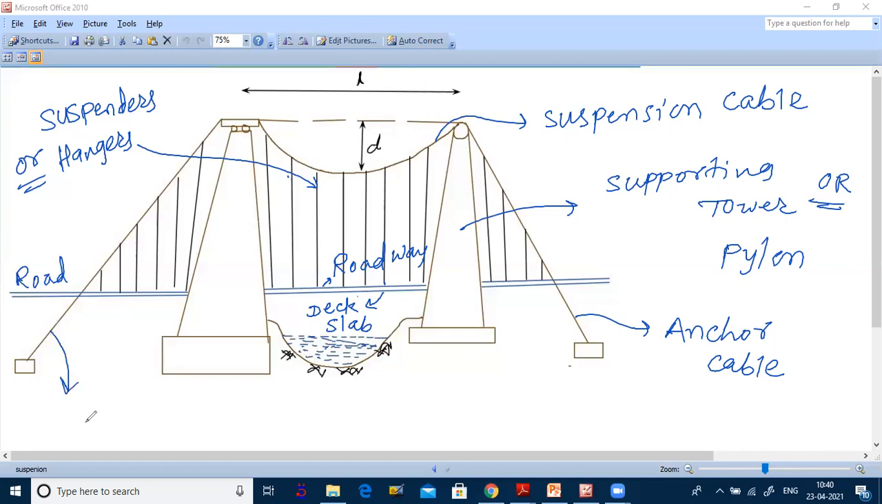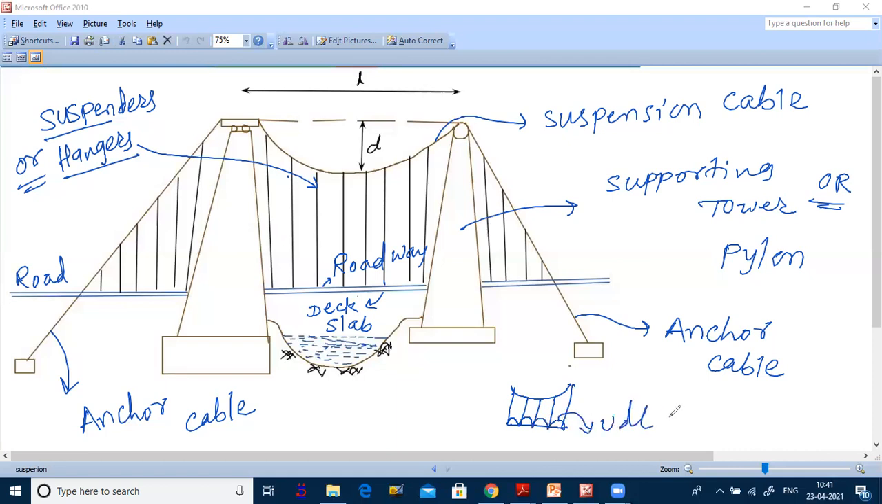This is also called the anchor cable. As I told, the suspenders or hangers are closely spaced. If you see the deck slab at the bottom and there is a curve, the suspenders are placed at a suitable spacing. So the load is nothing but in terms of UDL. The load is in terms of UDL on that particular road, right?